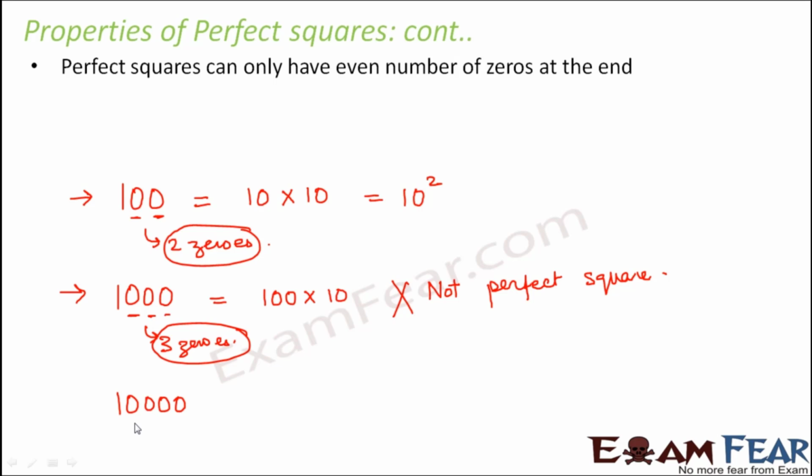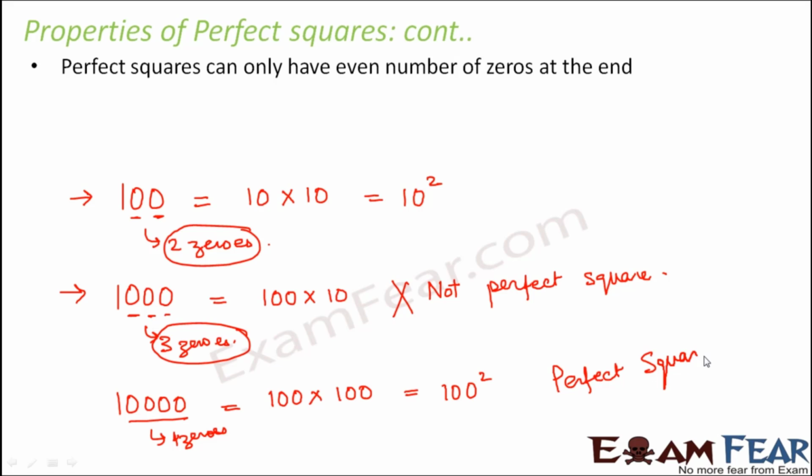Again, if you take the example of 10,000, how many zeros do you have here? You have 4 zeros, so an even number of zeros. Now if you look at it, you would see that it is 100 into 100. So 100 square is 10,000. So this is also a perfect square. In this fashion, if you are given any random number, just by counting the zeros at the end, you can tell whether that number would be a perfect square or not. You do not even need to find its factors or find which number's square it is. Just by looking at the number of zeros, you can decide if that number would be a perfect square or not.